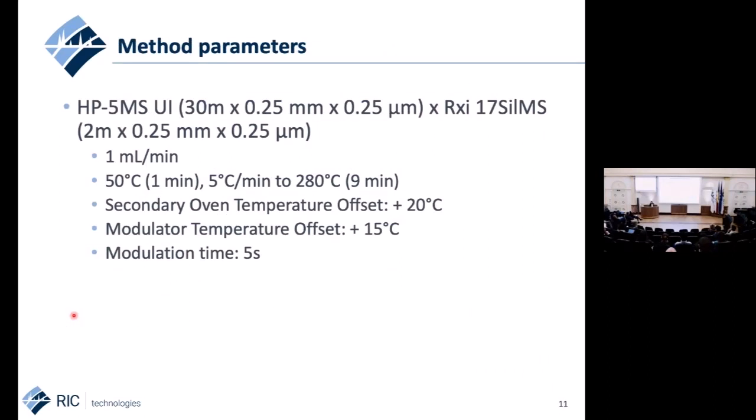When it comes to column combination, we just used an HP-5ms in the first dimension and a 17ms in the second dimension. You see here some of the general conditions. Maybe most important to know is that the modulation time used there was 5 seconds. And when you look at the profile of the beer that we got, you will see that we have hundreds and hundreds of compounds that we detected.